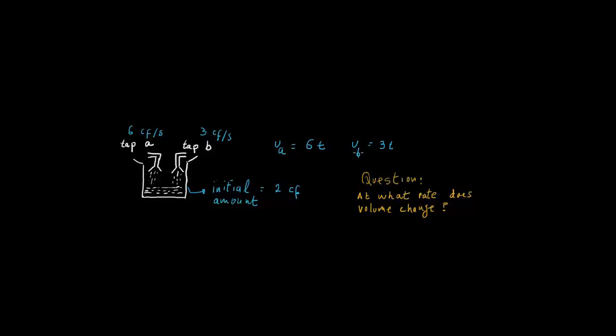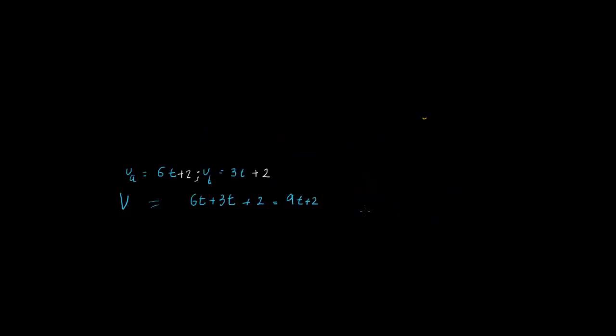Similarly, assume that tap A is off and only tap B is on. In that case, the water is poured in at the rate of 3 cubic feet per second, so the amount of water will be 3 times t. Looking at this problem, if we just had tap A on, the total amount of water at any point will be 6t plus the initial amount. Similarly, if only tap B was on, we will have 3t plus 2.